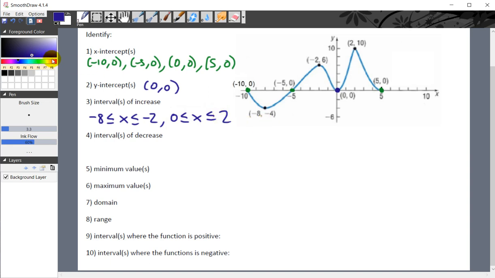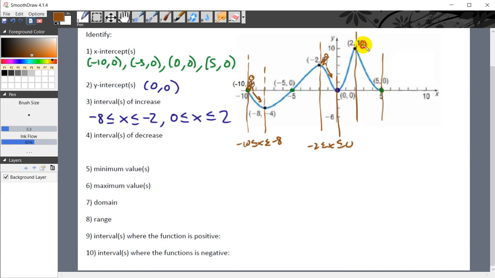Intervals of decrease are going to be the opposite. Like I tried to show you in the picture, this is Shyla, and she's snowboarding down the hill. So from -10 until -8, that will work. I see another interval of decrease here. She's up here and going to go down the mountain, so from -2 until 0. And then this one, she's going down the hill from here.